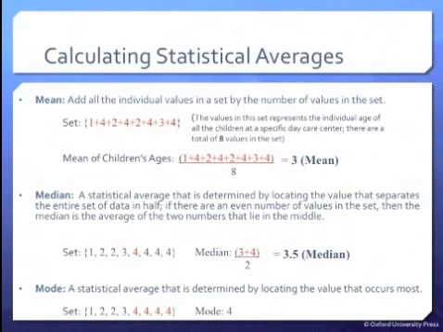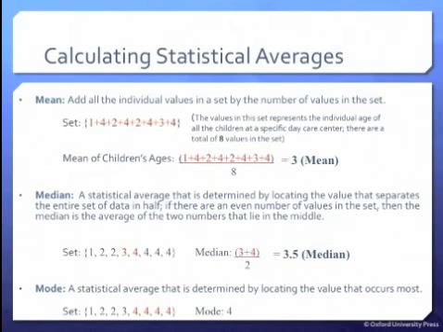Note here that the set of values we have is 1, 4, 2, 4, 2, 4, 3, and 4. These are all the values in our set that we will be using to calculate the mean, median, and mode for the set. The mean, median, and mode give us information about the set of values.